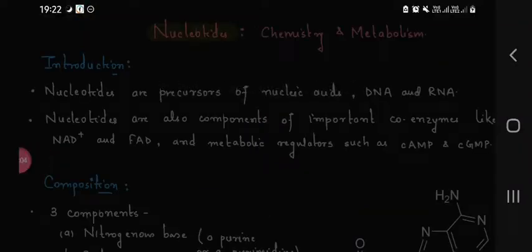Hey friends, in this session we are going to read nucleotides, chemistry and metabolism. Nucleotides are precursors of nucleic acids, DNA and RNA. Nucleotides are also components of important coenzymes like NAD+, FAD and metabolic regulators such as cyclic AMP and cyclic GMP.